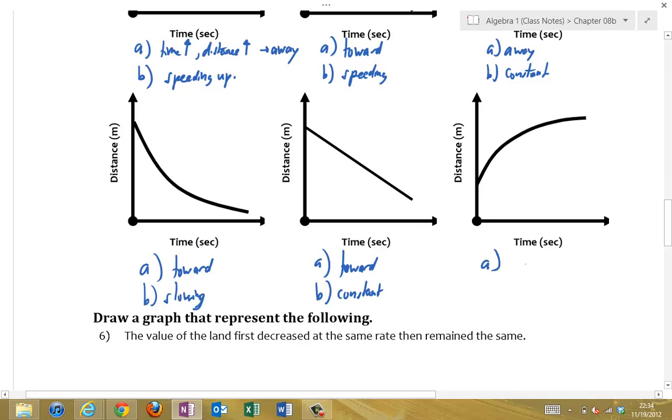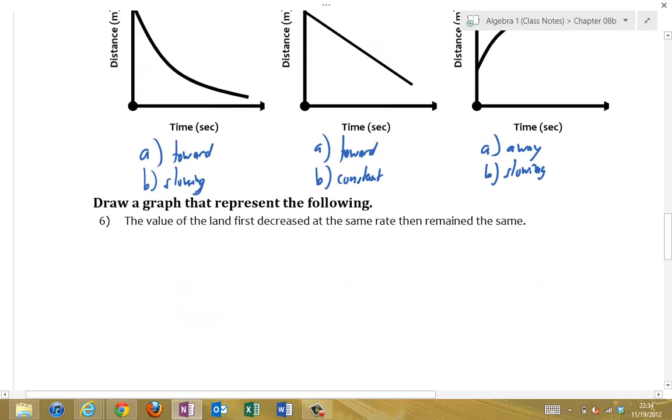For the last one, number 6, distance is increasing as time increases, that's in a way. And since it's in a way, what kind is it? Well, we're starting off steeply and we're ending up flatly. So that is slowing. That's another type of question that we can look at.